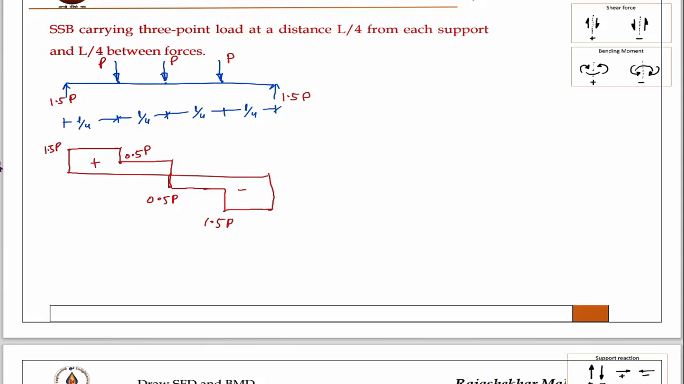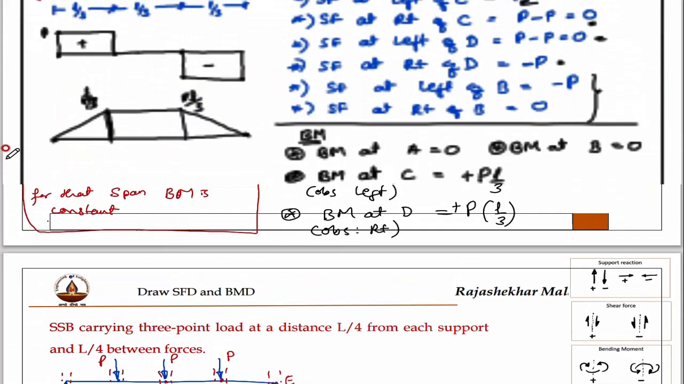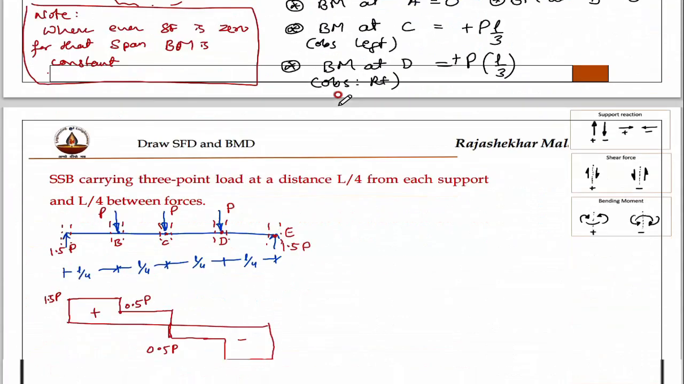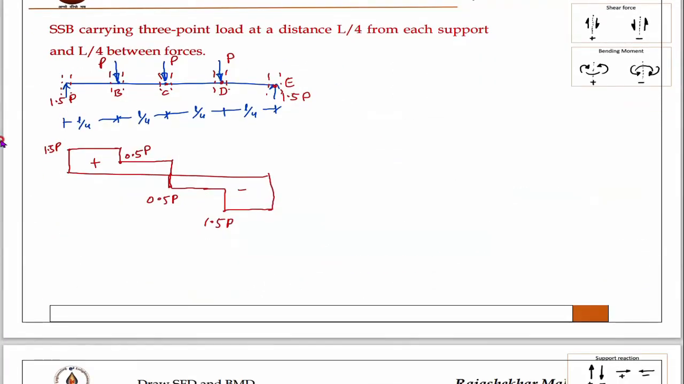You take the shear force left of A, right of A, left of B, right of B, left of C, right of C, left of D, right of D, and left of E and right of E. Like that you will write all the points as we wrote here. The same way we will write it there and we'll get this diagram exactly.